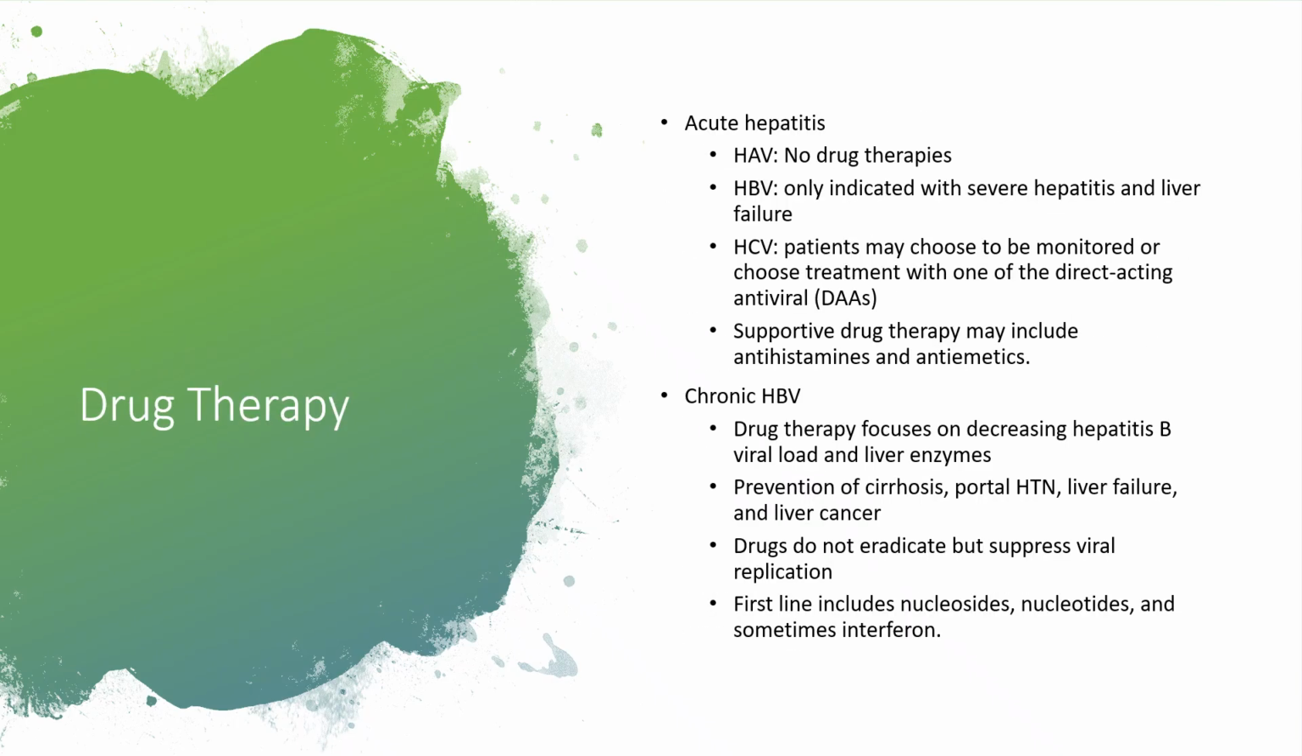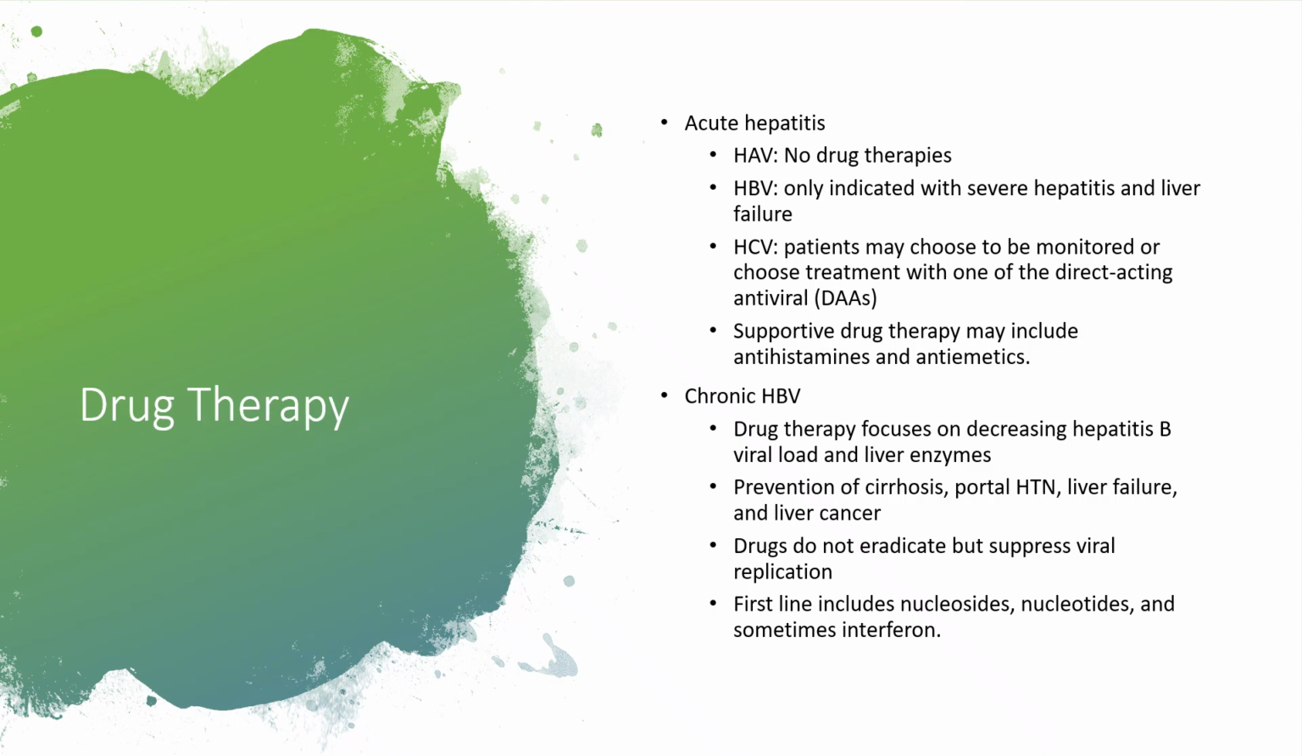Again, in your Lewis textbook on page 1142, table 48.7, you might want to review that. Again, it is the drug therapy. So acute hepatitis, no drug therapies for Hep A. Hep B, only indicated with severe hepatitis and liver failure. Hep C, patients may choose to be monitored or they may choose treatment with one of the direct acting antivirals. Those are called DAAs. Supportive drug therapy may include antihistamines and antiemetics.